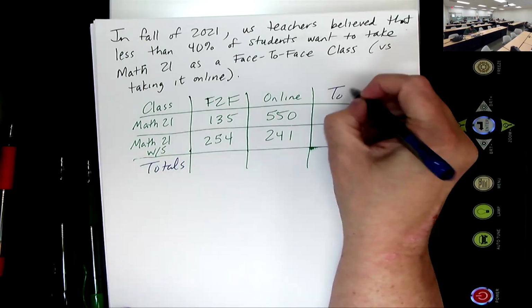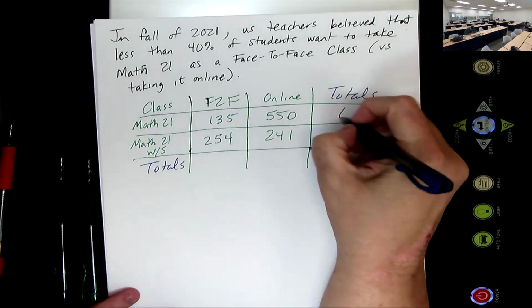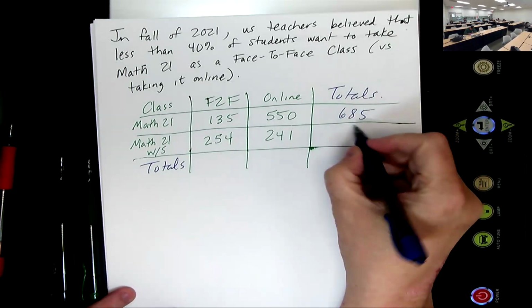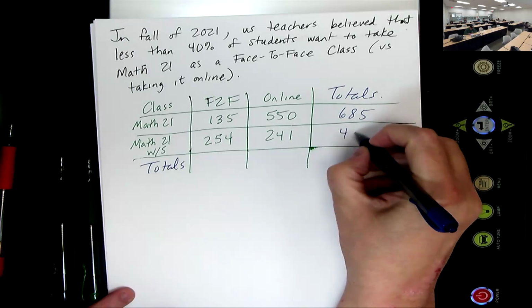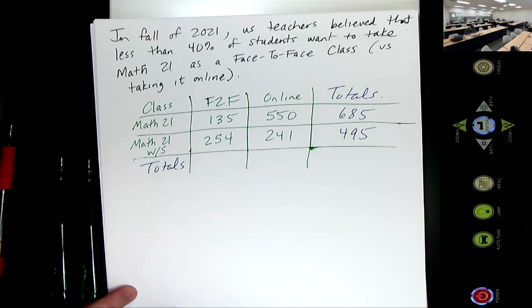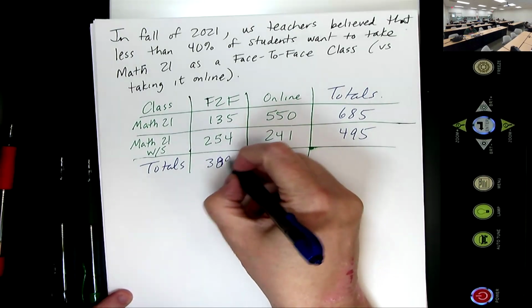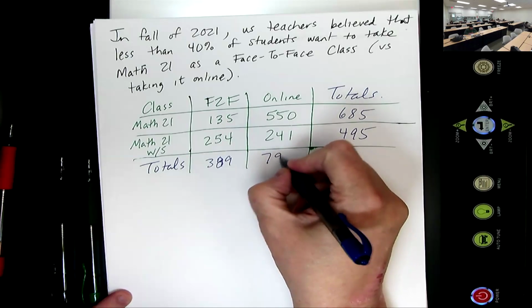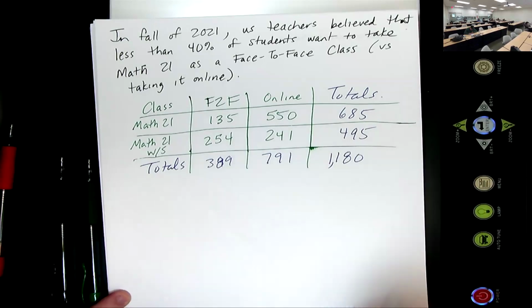Totals, column for totals. This adds up to 685. This adds up to 495. We have 389 here, 791 here, and this adds up to 1,001.